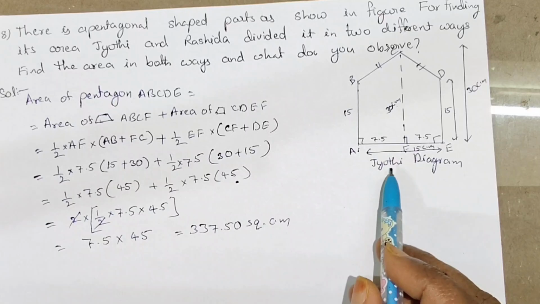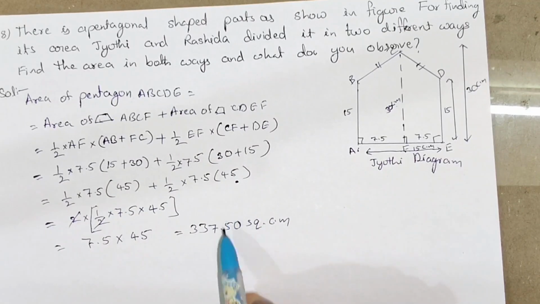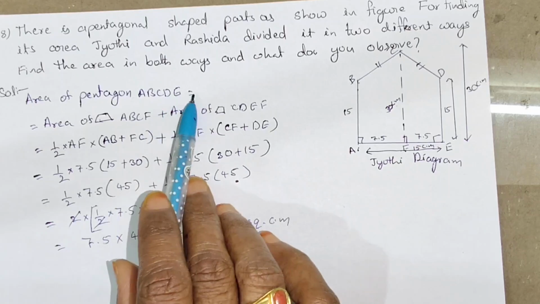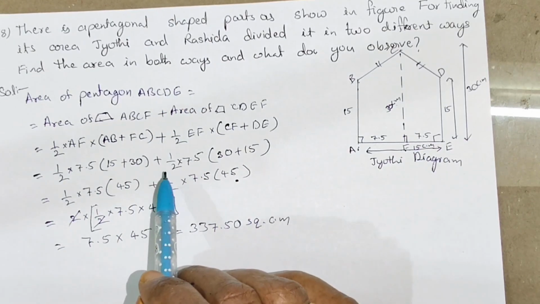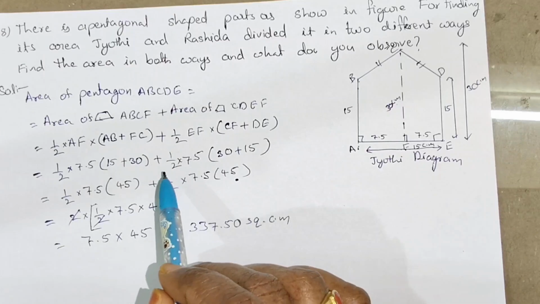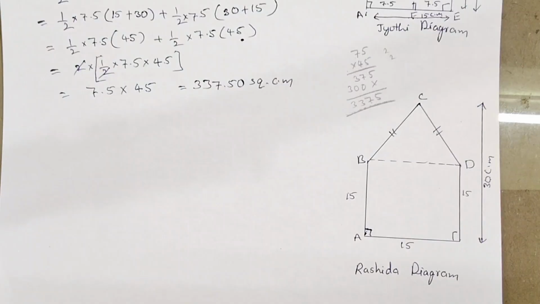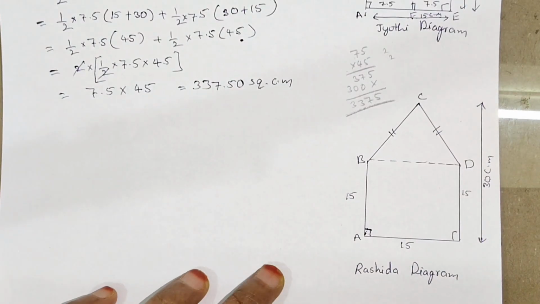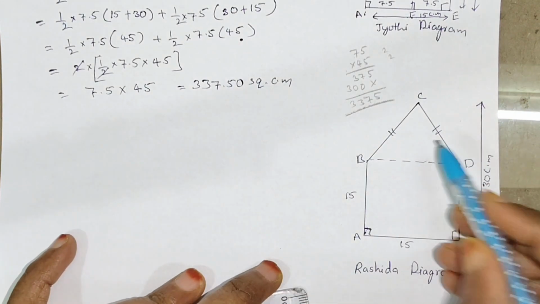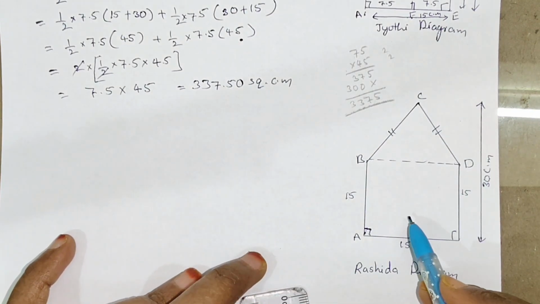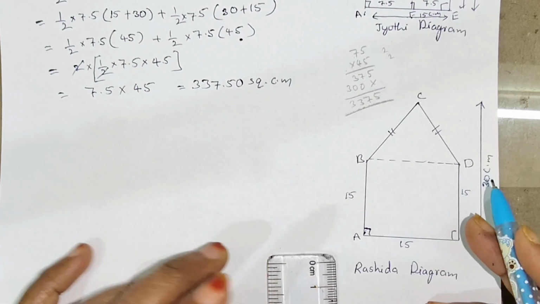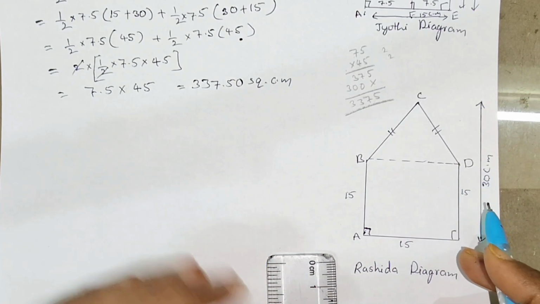In the first method, we use the trapezium diagram. We find the area of the complete pentagon ABCDE. Now next we use the second method to find the area of the pentagon. Here we draw the second diagram. In this diagram we find the triangle area and the square area. Both areas we find separately. Next add these two areas, that is the complete pentagon area.